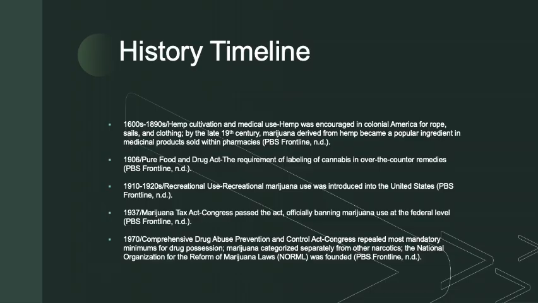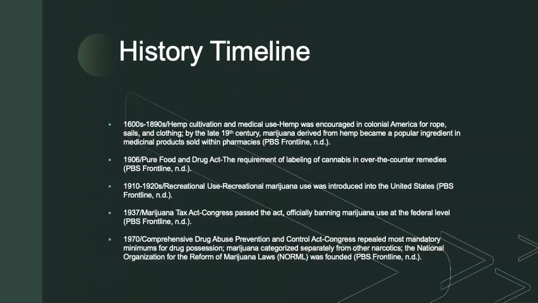But the history timeline that I have set up from the 1600s to 1890s, hemp cultivation and medical use. Hemp was encouraged in colonial America for rope, sails, and clothing. And by the late 19th century, marijuana derived from hemp became a popular ingredient in medicinal products sold within pharmacies. And then 1906, Pure Food and Drug Act, the requirement of labeling of cannabis and over-the-counter remedies.